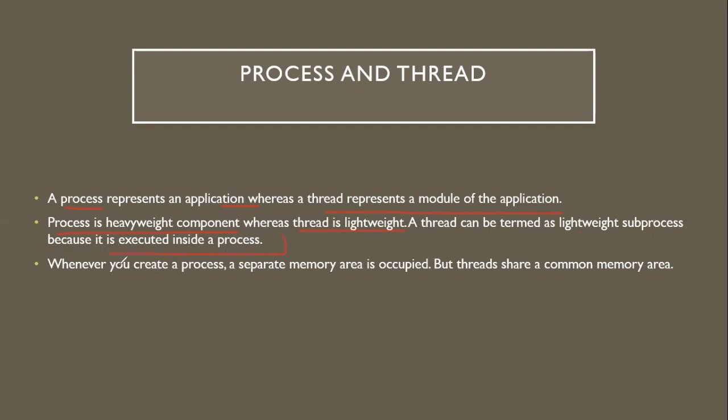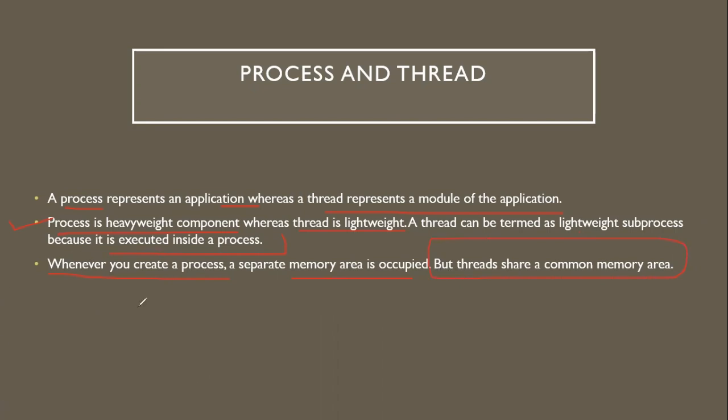So a process will contain threads. A process by itself can contain multiple threads, but each thread is a lightweight execution, whereas a process is a combination of threads, and that's why a process is considered a heavyweight component and its execution may be heavy. Whenever you create a process, a separate memory area is occupied by that process, but threads share a common memory area. That's the beauty of it.